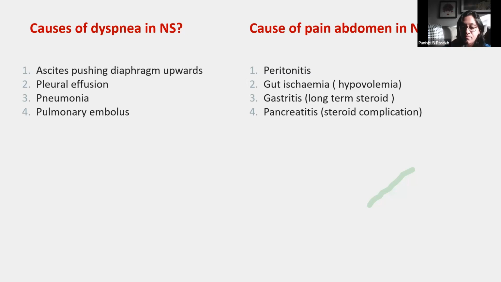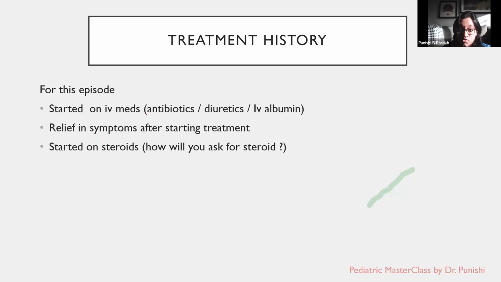Now, next is treatment history. Remember, I would like to ask treatment history with respect to this particular episode. Say if you're taking the history on day 4 of admission, you need to know what has happened from the time of admission in those previous 4 days. Whether the child was started on any IV medications, which the mother will know, whether antibiotics, diuretics.